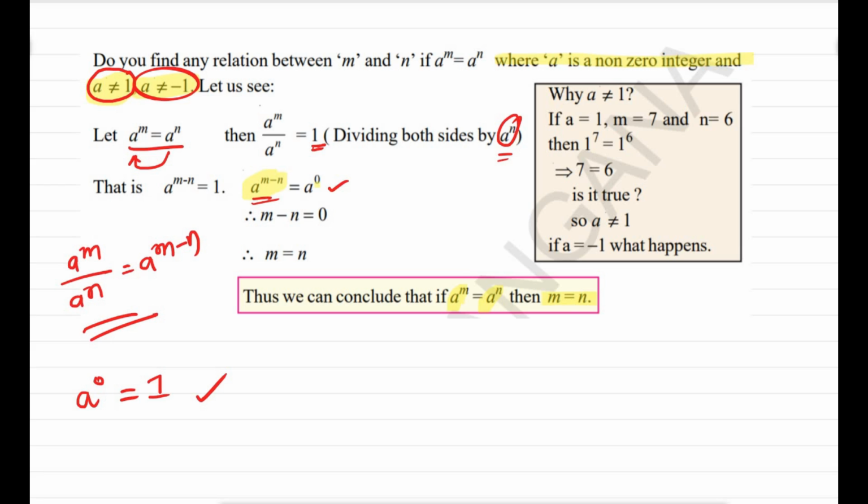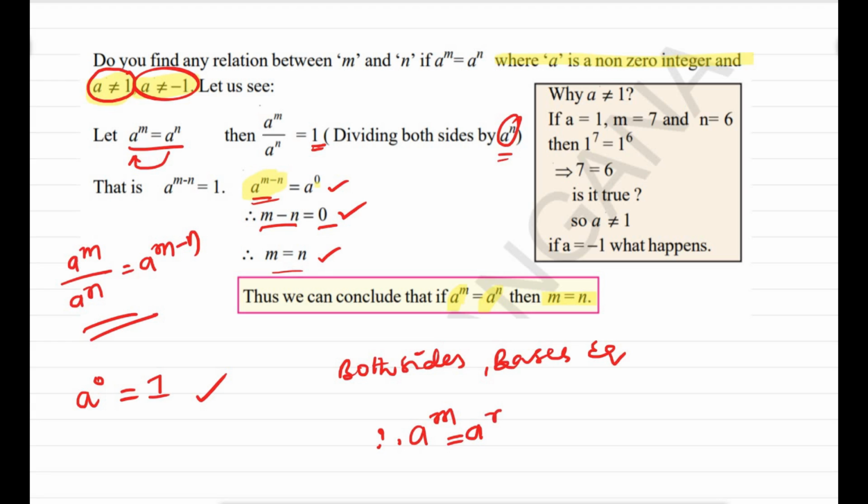This is replaced. If you observe, both sides have equal bases. So here the powers can be equated. So m minus n is equal to 0. Transpose n to the RHS and we get m is equal to n. Therefore the condition is derived: if a power m is equal to a power n, then m is equal to n. Here is a proof for this.